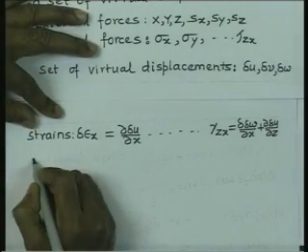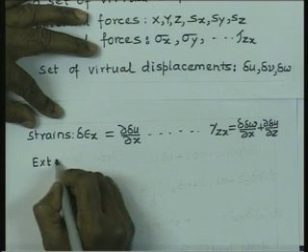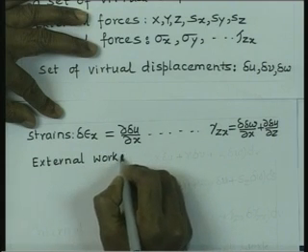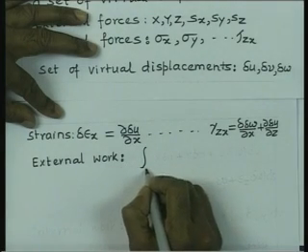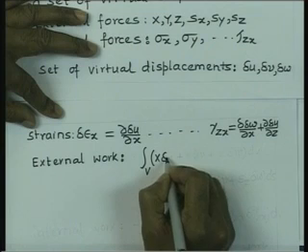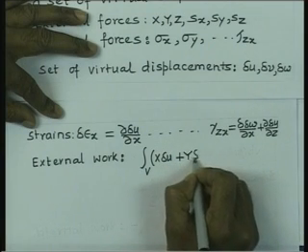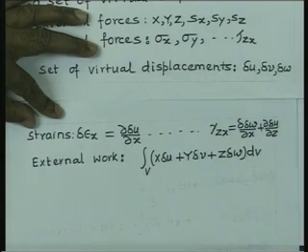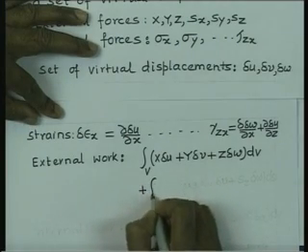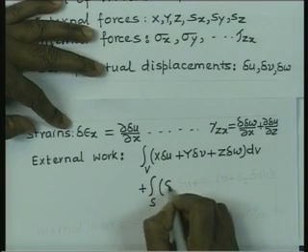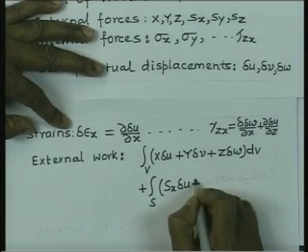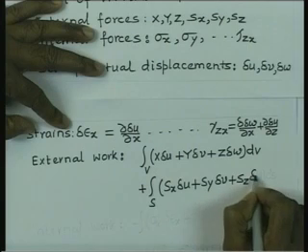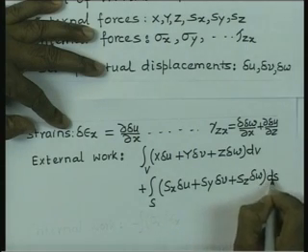Now, external work done will be given by X into delta u plus Y into delta v plus Z into delta w, and this is integrated over the whole volume. This is the volumetric work, and then we have the surface forces Sx also doing work on the displacements delta u, delta v and delta w, and it has got to be integrated over the whole surface.